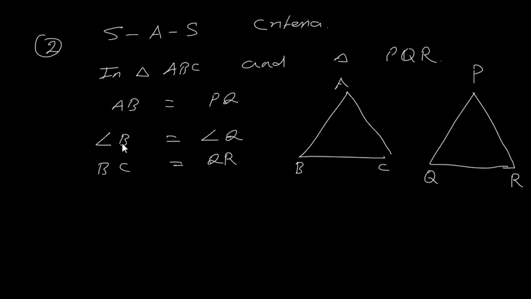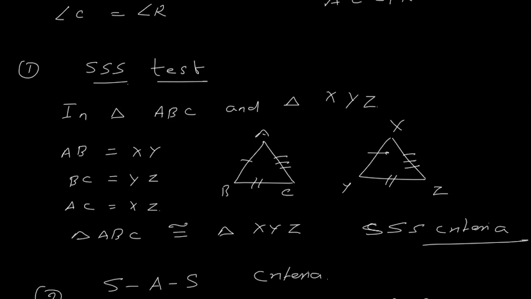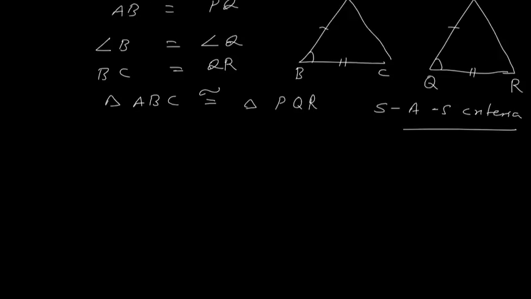Now in these two triangles, what I am saying is that AB is equal to PQ, angle B is equal to angle Q, and side BC is equal to side QR. That is, two sides and the included angle between them are equal to two sides and the included angle of the other triangle. Then you will say that triangle ABC is congruent to triangle PQR. This is your side angle side criterion. So the first criterion is side, the second is side angle side.